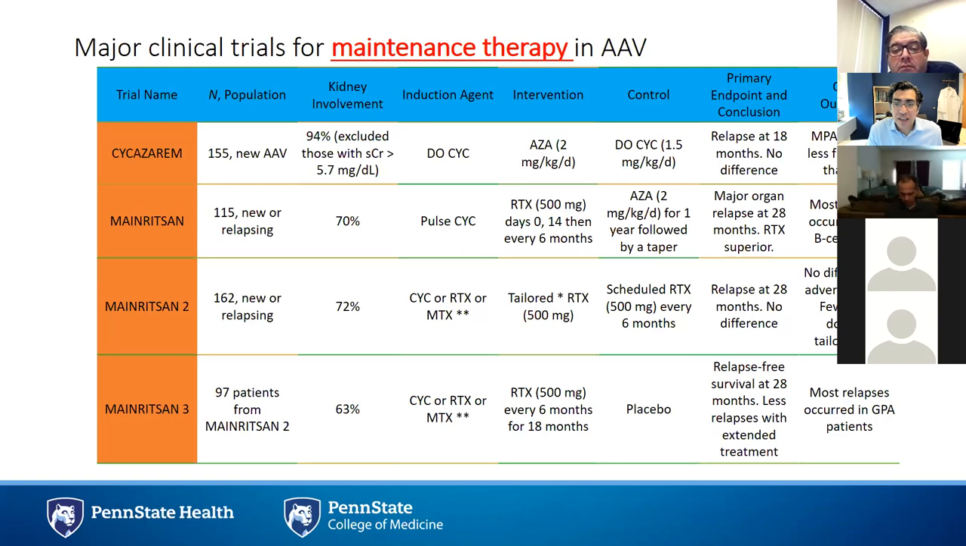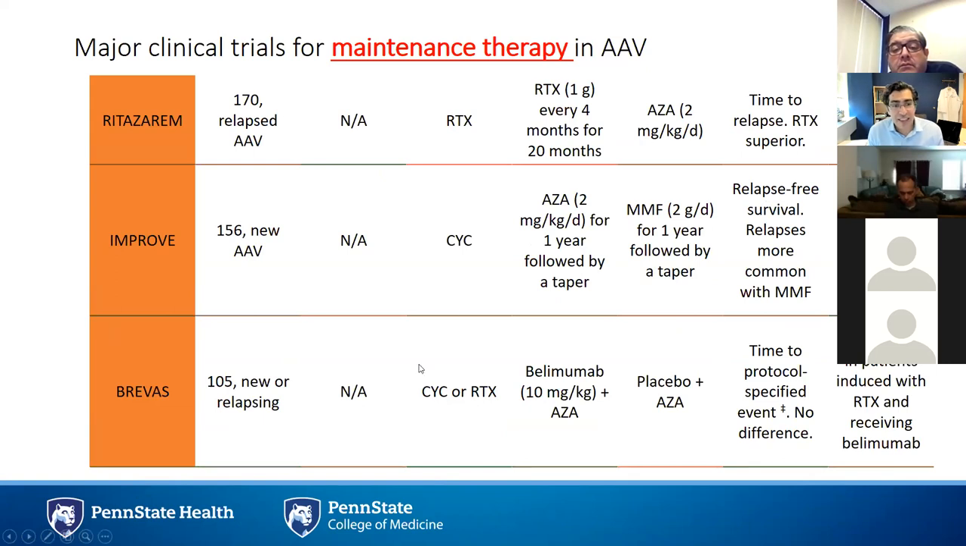So really they started using the rituximab as compared to azathioprine, and then came up with a tailored regimen versus a prolonged and extended regimen, and found that when you go to this prolonged regimen, there was less relapses. There are some other trials as well for the maintenance therapy, with rituximab, which is 170 patients.